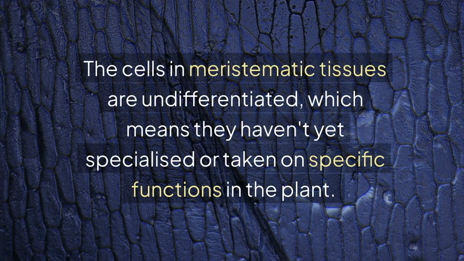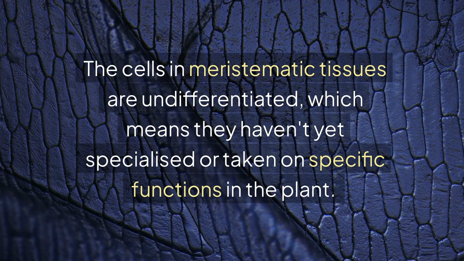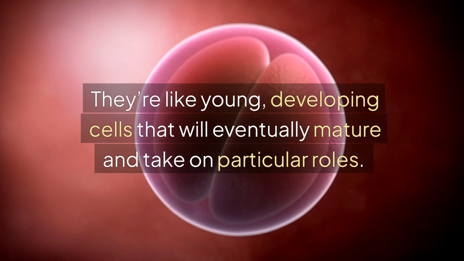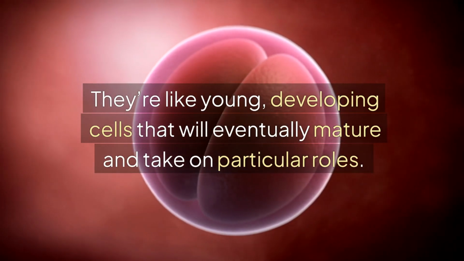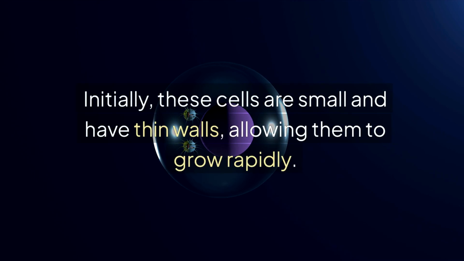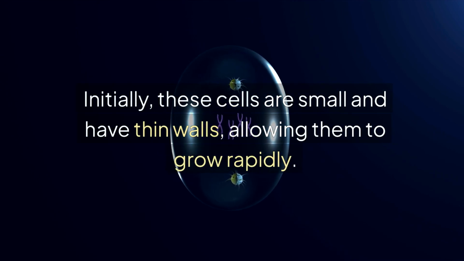The cells in meristematic tissues are undifferentiated, which means they haven't yet specialized or taken on specific functions in the plant. They're like young, developing cells that will eventually mature and take on particular roles. Initially, these cells are small and have thin walls, allowing them to grow rapidly.